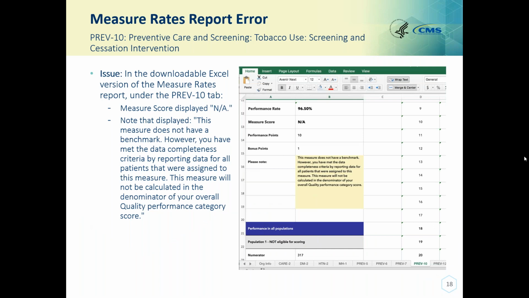In the last CMS Web Interface support call, it was brought to our attention that in the downloadable Excel version of the measure rates report, under the Prev 10 tab, the measure score displayed NA, and there was a note that displayed: this measure does not have a benchmark. However, you have met the data completeness criteria by reporting data for all patients that were assigned to this measure. This measure will not be calculated in the denominator of your overall quality performance category score. Next slide, please.